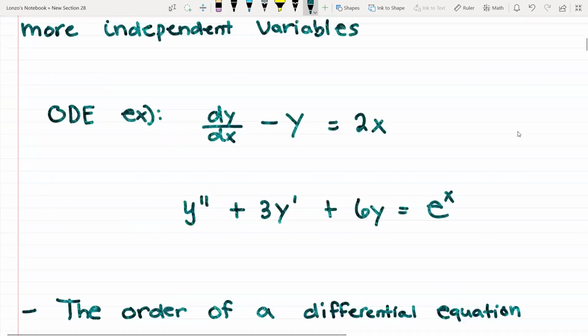An example of what an ordinary differential equation could look like would be dy over dx minus y equals 2x, or y double prime plus 3y prime plus 6y equals e raised to the x. This one is in implicit form, and this one is in prime notation.